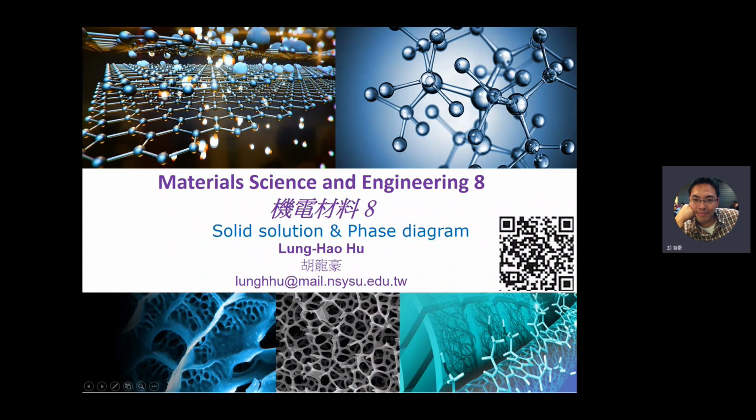In a few previous chapters, I already introduced how to use point defects to strengthen materials, right? And there are different types of point defects, such as vacancies, interstitial atoms, substitutional atoms, and self-substitutional atoms. Those point defects can be regarded as a kind of impurity to strengthen the material's properties.